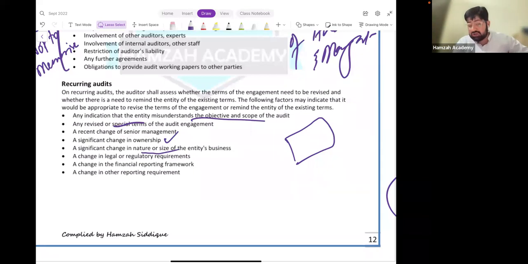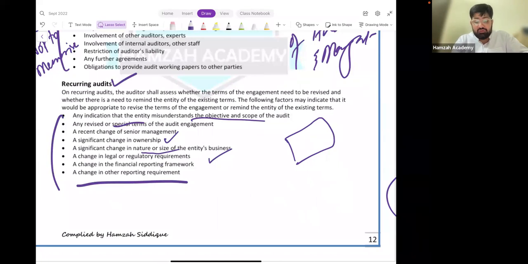If the business grows or changes, the audit work will change. The amount of work will change, and the type of work may change. So the engagement letter has to be revised. Laws and regulations change, the financial reporting framework changes, or any reporting requirement from the auditor changes. These are the conditions when the engagement letter has to be revised in recurring audits. In the absence of any of these points, there is no need to change the engagement letter.